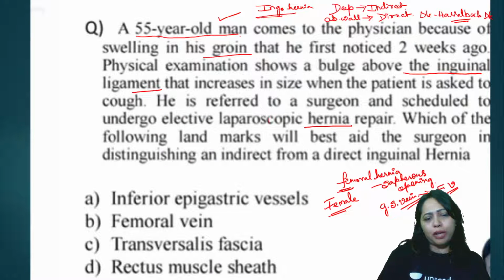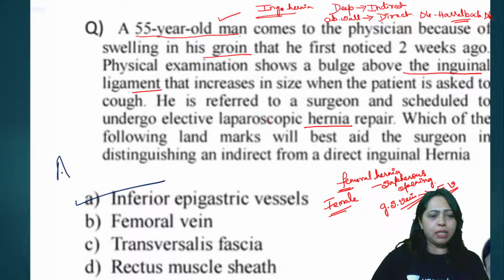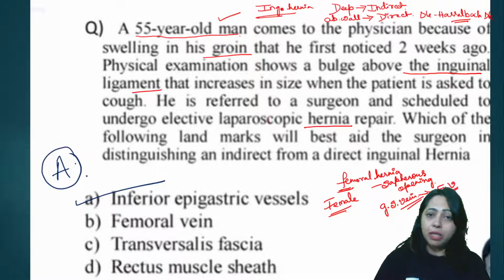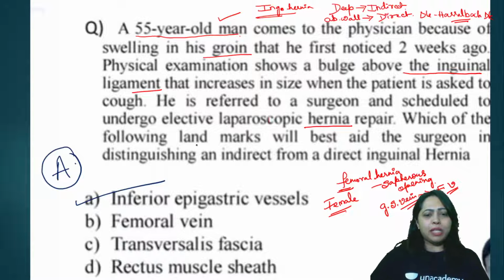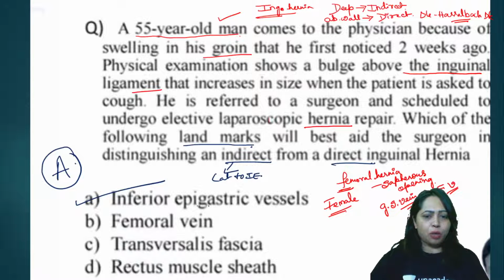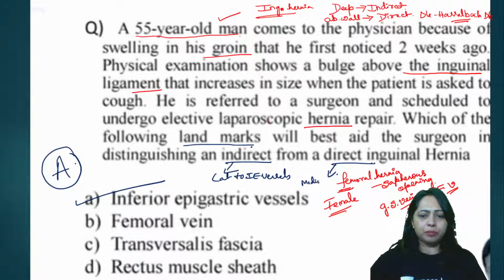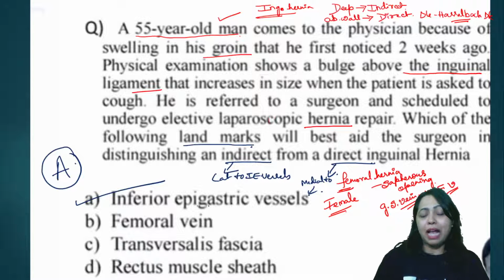If you go back to the question, the answer is A, okay? Do you see how much time it took? If you have already practiced once, and if you have a rough idea about what is the landmark that we need to keep in mind to distinguish the direct and the indirect, then it would be the inferior epigastric vessel. Indirect is lateral to the inferior epigastric vessels, and direct is medial to the inferior epigastric vessels. As simple as that, actually. But if you are not aware of how the question could be asked, then it becomes a messy thing to recall.